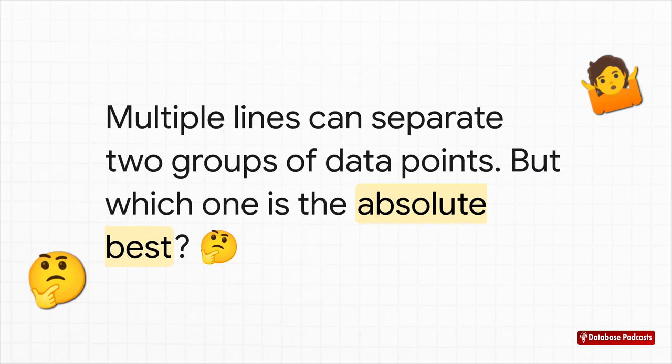Now, this brings up a really interesting challenge. I mean, if you have two clusters of data, you could draw a whole bunch of different lines to separate them, right? So how does the machine choose? Out of all the possible options, which line is the absolute best one?